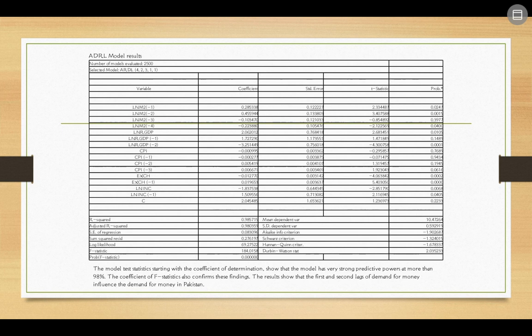And for the final ARDL model result output, we can see the R squared is 0.985715 and the adjusted R squared is 0.980359. So the model test statistics, starting with the coefficient of determination, show that the model has a very strong predictive power at more than 98%, and the F statistic also confirms these findings. The results show that the first and second lags of the demand for money influence the demand for money in Pakistan.